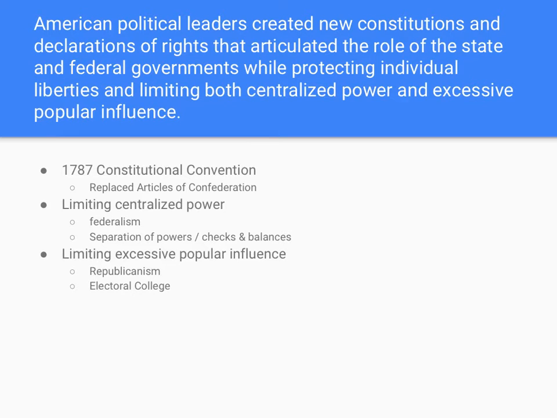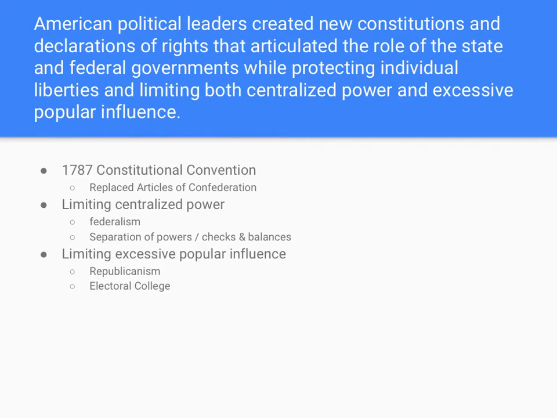American political leaders created new constitutions and declarations of rights that articulated the role of the state and federal governments while protecting individual liberties and limiting both centralized power and excessive popular influence. So the College Board wants us to understand that when the United States gained independence, both the states and the federal government created these constitutions to establish the governments of those states and the government of the United States, and that those governments were attempting to protect individual liberties and limit both centralized power and excessive popular influence.